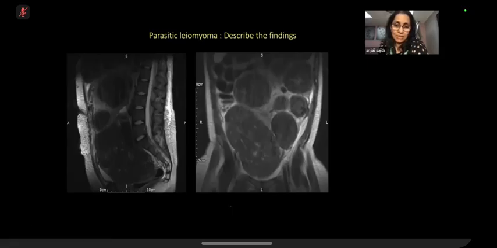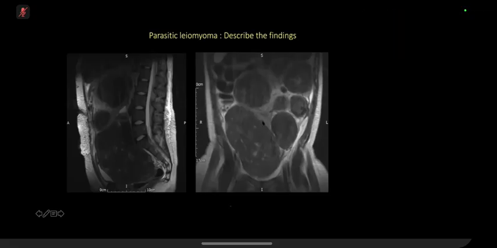So if you're given a case, you will be getting the PACS model, or you will be able to scroll it down and it will be more clear in the cases given to you. So when there is no connection that you can establish with the parent uterus, then you call it a leiomyoma, parasitic leiomyoma.